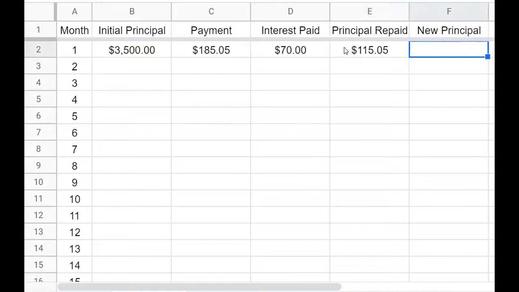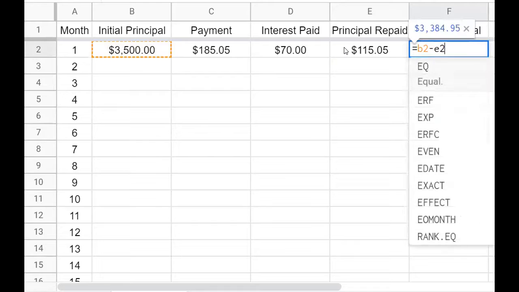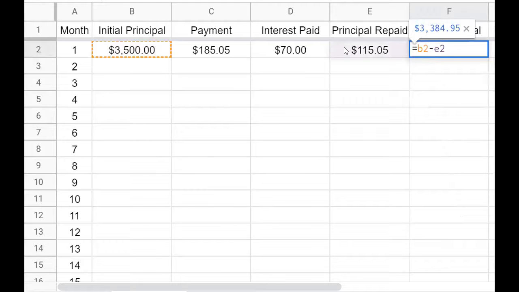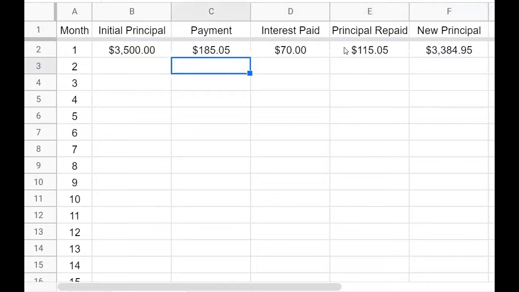All right, so at the end of that month, her principal, how can we find out what that's equal to? Well, she used to owe $3,500 and she's paid off at least $115 of it. And so that leaves her new balance. Now she only owes the bank $3,384.95. Let's take a look at what happens in the next month.